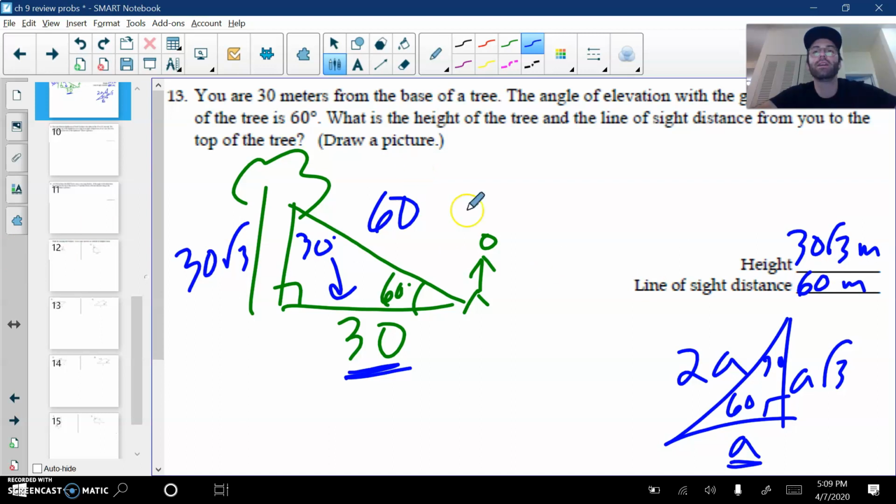Anytime you see something like, what is the line of sight distance from you to the top of the tree, that's always referring to your hypotenuse. Sometimes you'll see that in an airplane altitude problem, the line of sight from you to the airplane, that's always going to be your hypotenuse. The line of sight is that diagonal line if I'm looking up at something. It's the hypotenuse. Like if you imagine my eyes, my line of sight is my stylus.